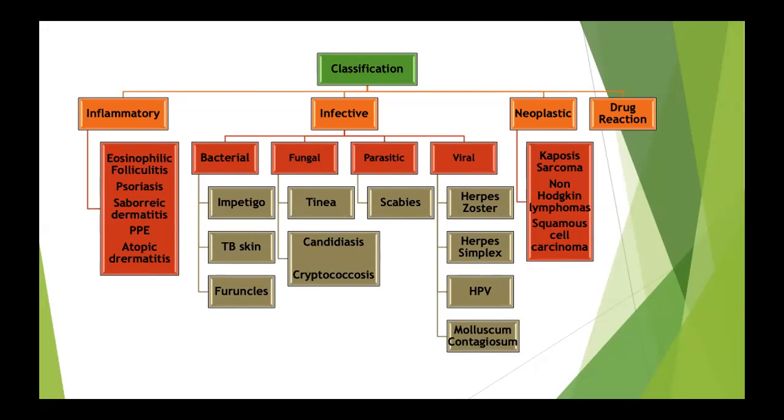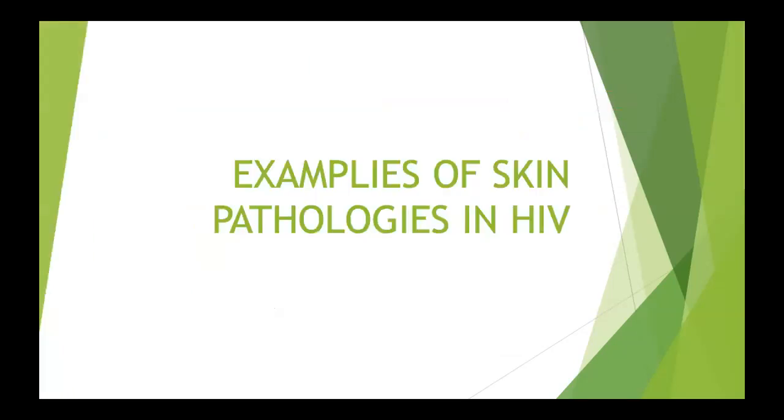Under the infectives, we would have bacterial, which would be impetigo, TB skin, and furuncles. And the fungal would have tinea, candidiasis, and cryptococcosis. Under the parasitic, we would have scabies. Under the viral, we would have herpes zoster, herpes simplex, HPV, and molluscum contagiosum. We'll be going through these examples and seeing how they look. We'll start with the non-infectious ones.